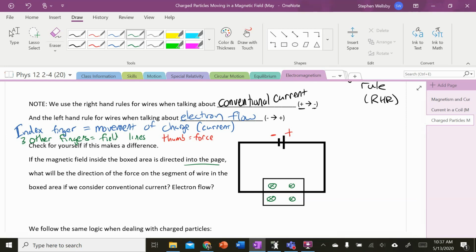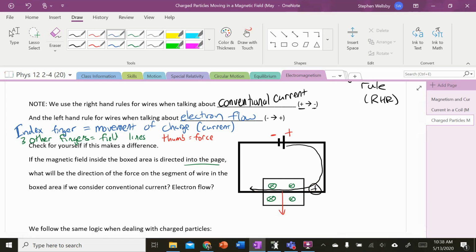Okay, hopefully you have paused it and tried this out. For conventional current, we've got positive charges moving this way through the circuit, so my right hand index finger points in that direction. My field lines are into the page, so my three other fingers point downwards towards my tablet, or towards your paper, and my thumb is pointing towards me. That tells me my force is downwards when I consider conventional current.